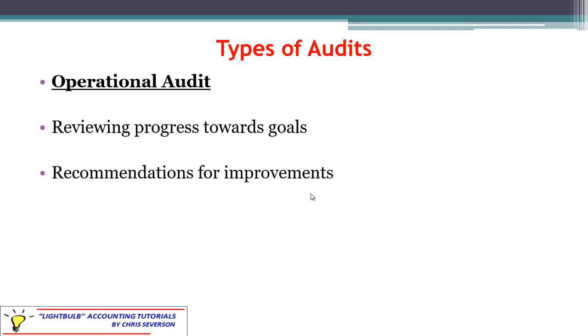Now, operational audit, when I mention internal audit, I want to make it clear. Operational audits are one piece of the work that an internal auditor might do, but they're also heavily involved in control testing and things like that.